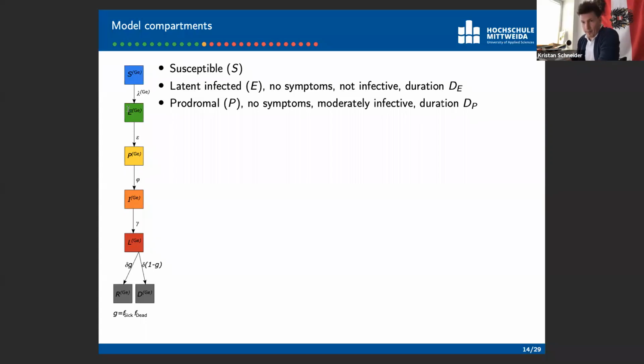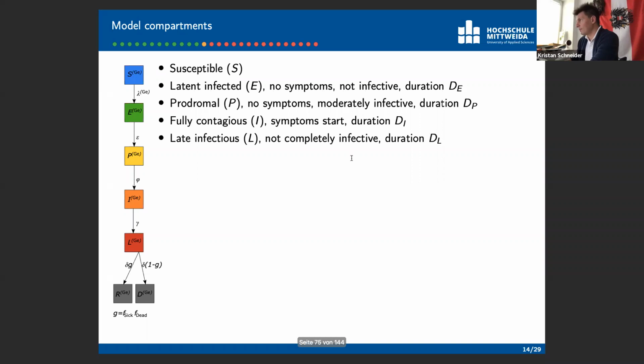From there, they will progress to the prodromal phase. In the prodromal phase, although they don't have any symptoms yet, they are already moderately infectious. Not completely, but to a certain degree. That phase also takes a certain duration, and then they progress to the fully contagious state where the symptoms start, or may start. Some infections will stay asymptomatic, others become symptomatic, and typically it will start in this phase. It also has some average duration in the I state.